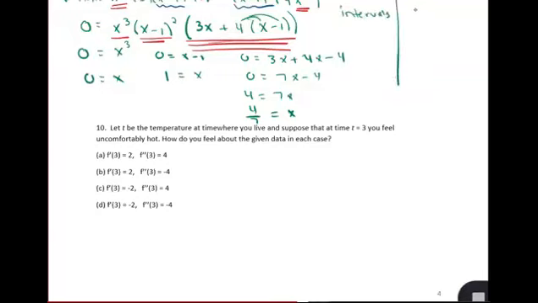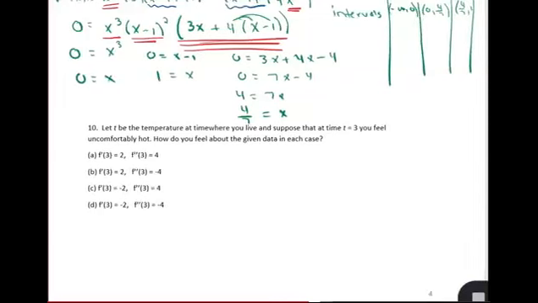So we have, let's see, the smallest is going to be 0. So we have negative infinity to 0. Then we have 0 to 4/7. And then we have 4/7 to 1. And we are going to scoot this over so we can use the last little piece to have 1 to infinity. There we go.